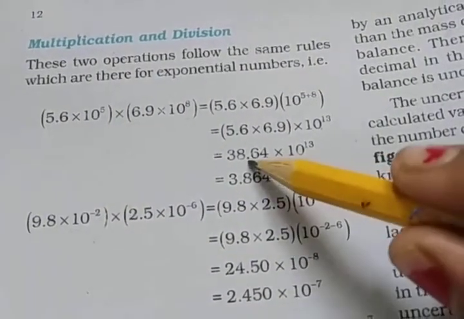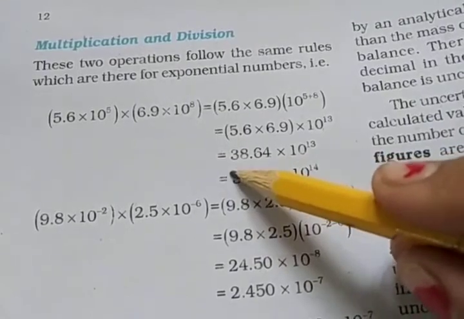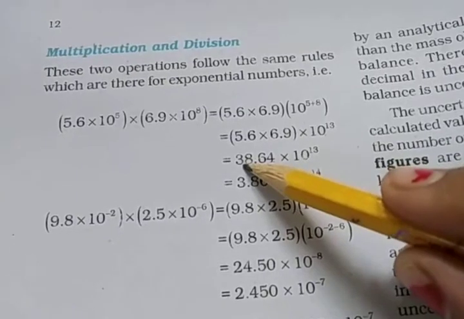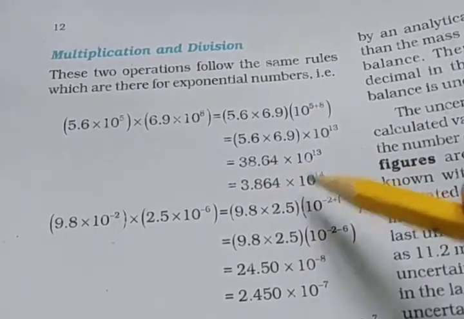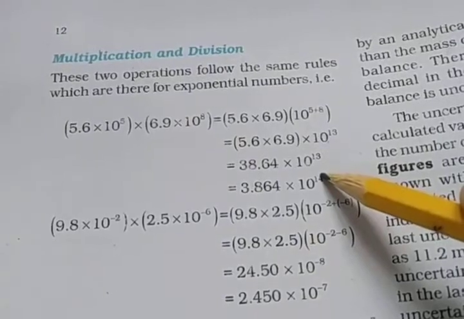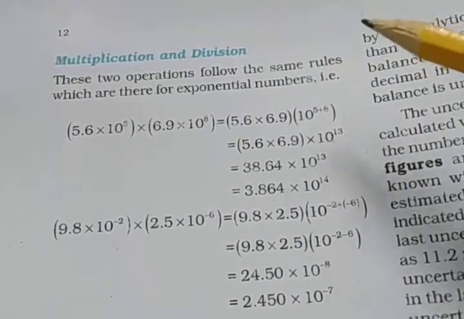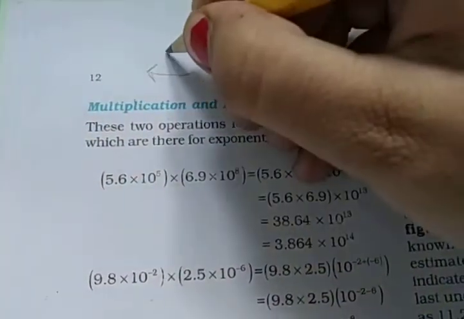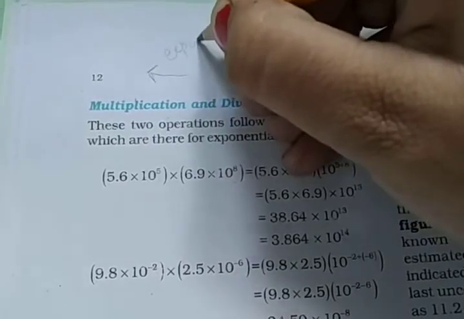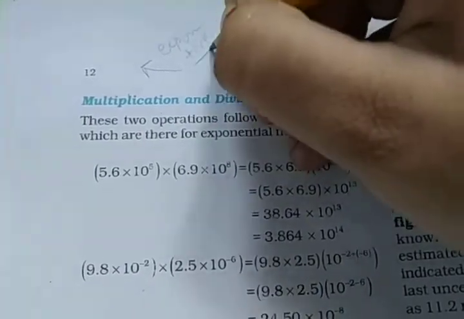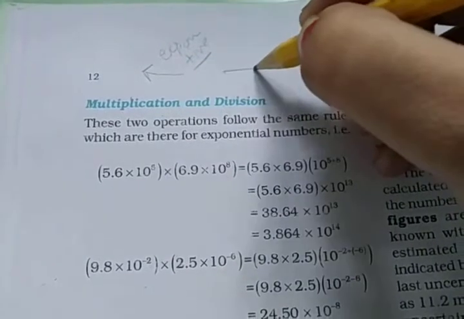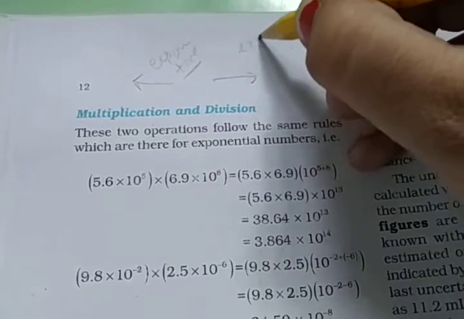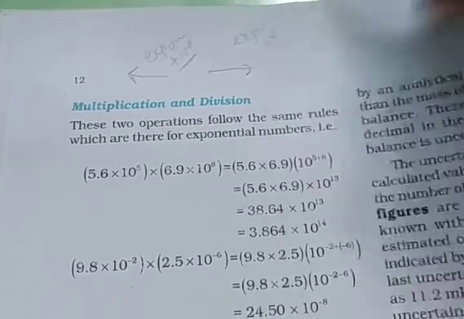Now the decimal moves one place to the left, so we get 3.864 and the exponent increases by 1, making it 10 raised to power 14. Clear? So whenever you move to the left, the exponent becomes positive, and whenever you move to the right, the exponent becomes negative.